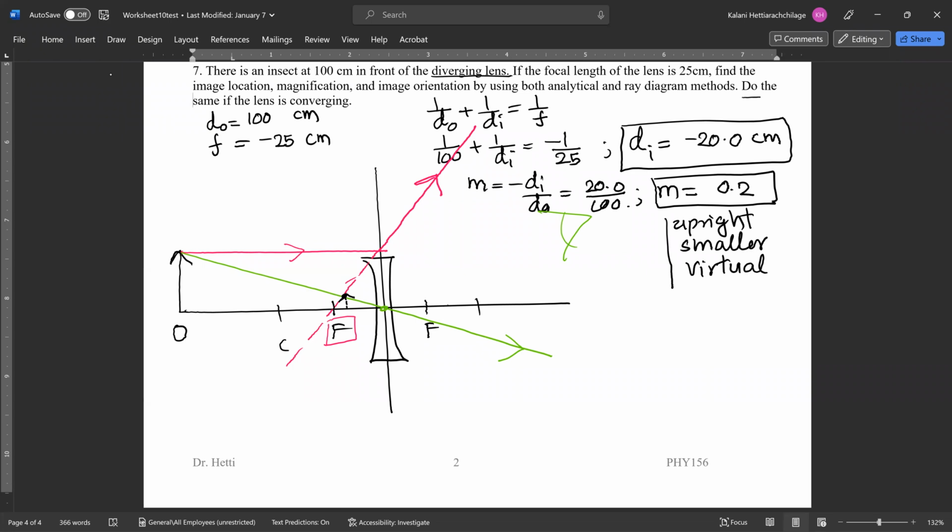So now do it for the converging lens yourself. You can ask me if you have any questions. Okay, so let's stop here.